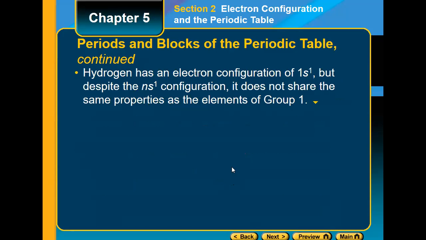So here we're going to find hydrogen. As we said, hydrogen has an electron configuration of 1s1, but despite the ns configuration, it does not share the same properties of the group. That means regarding its electron configuration, it is supposed to be located as the first element of group 1, but actually it doesn't have the same properties as these elements. Hydrogen actually is a gas. It's a unique element, it has different properties.